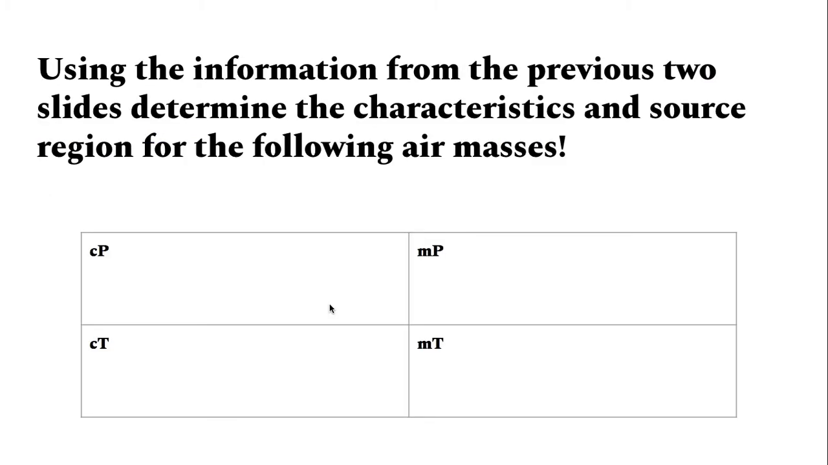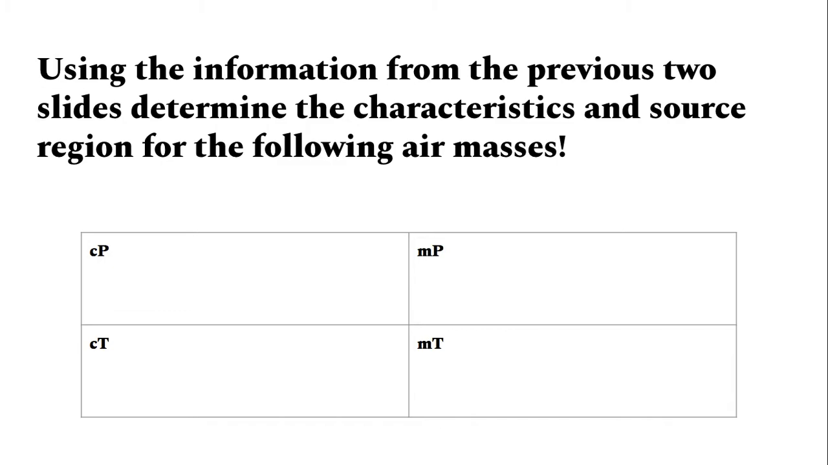Now, using that information, let's fill in this chart that's on your note sheet. So, let's start in the top left corner, a CP air mass. Well, C means it's dry, and P means it's cold. So this is a continental polar air mass that is dry and cold. It formed over cold land.